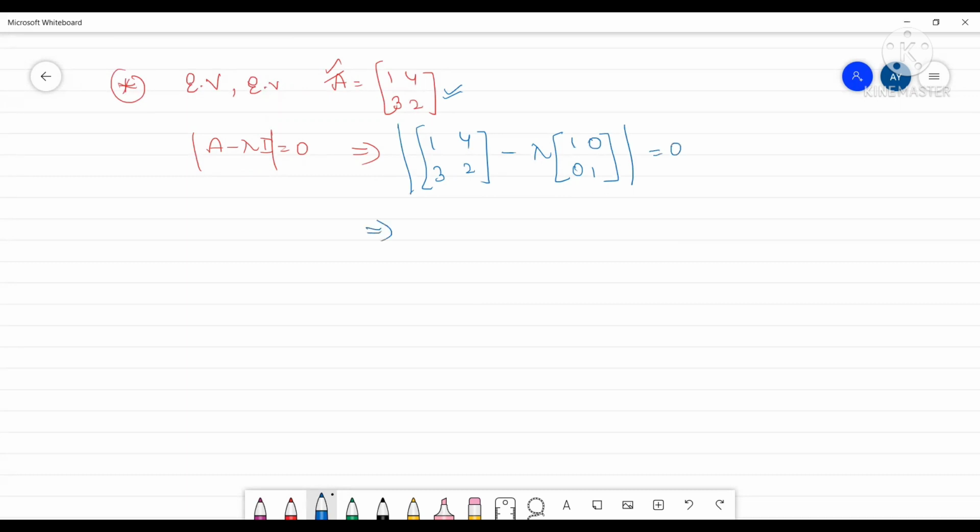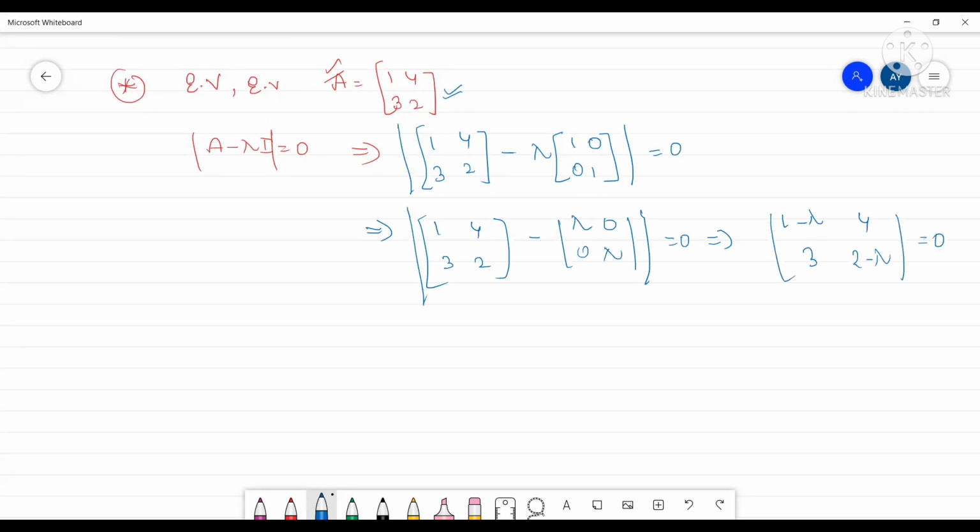Now substitute this 1, 4, 3, 2 minus, what is it that you'll have? Lambda, 0, 0, lambda. Now you just have to subtract. So what is it that you'll get? 1 minus lambda, 4, 3, 2 minus lambda, and this equals 0. Now you have to find the determinant for this. So what is that? AD minus BC. 1 minus lambda into 2 minus lambda minus 12 equals 0. So what is it that you'll have? Lambda square minus 3 lambda minus 10 equals 0.